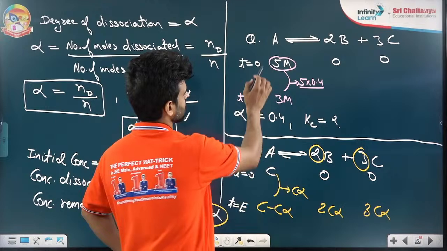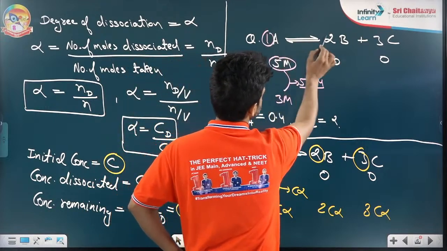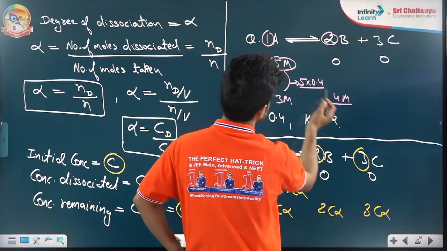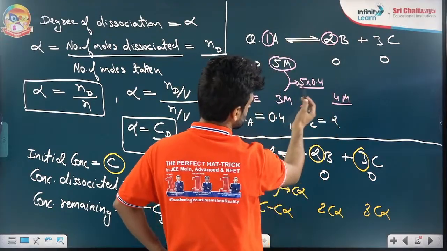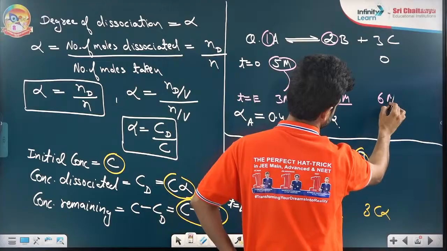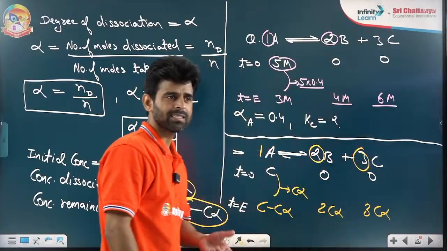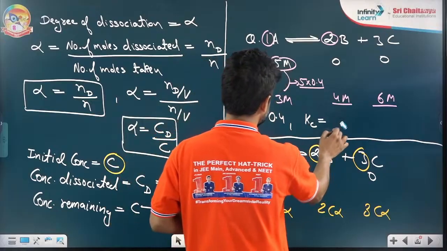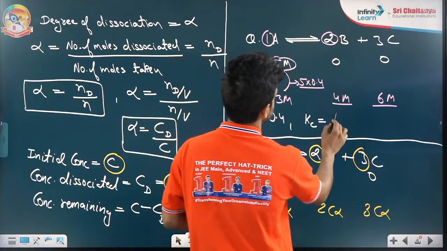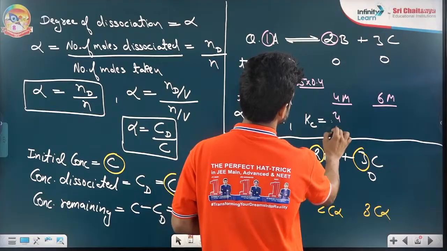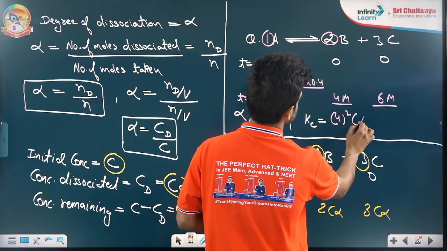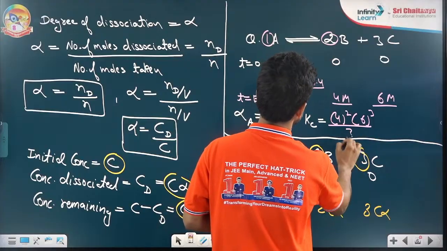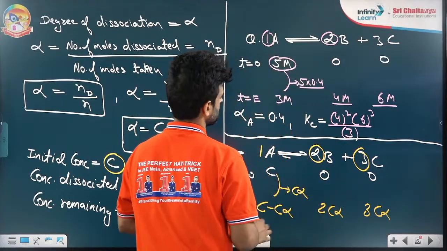Right? Now, we can see 1 of A gives 2 of B. So 2 will give how much here? 4. 1 gives 3. So 2 gives how much? 6. Right? That's it. This is how we have to use the alpha. Now in the Kc expression, we can put the data easily. B is 4 squared, C is 6 to the power 3, divided by A, 3 to the power 1.